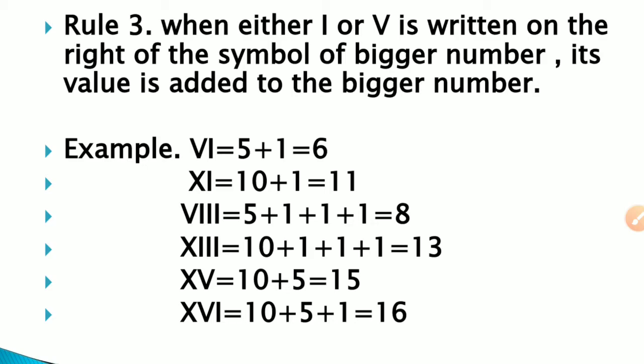Next, X, V and I. Again, V and I are on the right hand side of the bigger number. That means we need to add all the values. The value of X is 10, the value of V is 5, and the value of I is 1. We will add all the values. 10 plus 5 plus 1 is equals to 16.